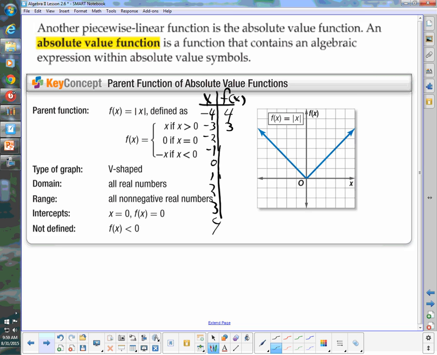And see how it bounces back up? It started at 4, went down to 0, now it's going to go back up, and that's what causes that V shape. Basically, two lines. So you get this shape going down there, then it bounces, and then it goes back up there. Sir?